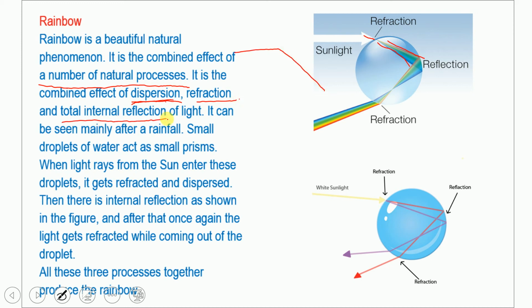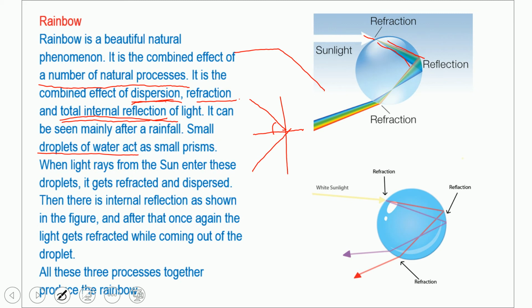And this is total internal reflection. When in a denser medium the angle of incidence is more than the critical value, total internal reflection will happen. That is the total internal reflection of light. A rainbow can be seen mainly after a rainfall. Why is it happening? It is because of the water droplets.